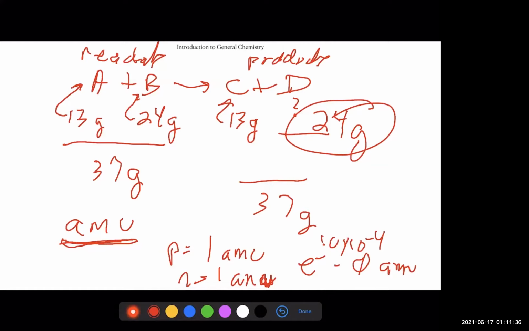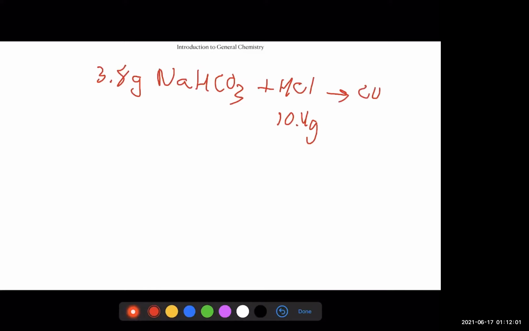Okay, so my other question is another part from the homework. I'm gonna go ahead and read it to you. It says a 3.8 gram sample of sodium hydrogen carbonate is added to a solution of acetic acid weighing 10.4 grams. The two substances react, releasing carbon dioxide gas to the atmosphere. After the reaction, the contents of the reaction vessel weighs 11.7 grams. What is the mass of carbon dioxide released during the reaction?